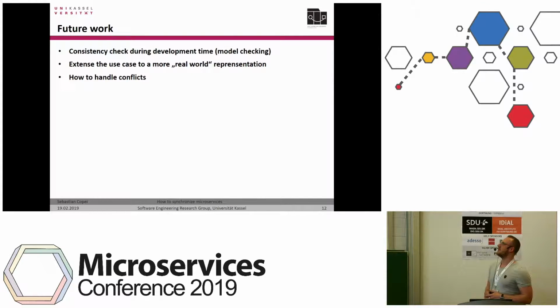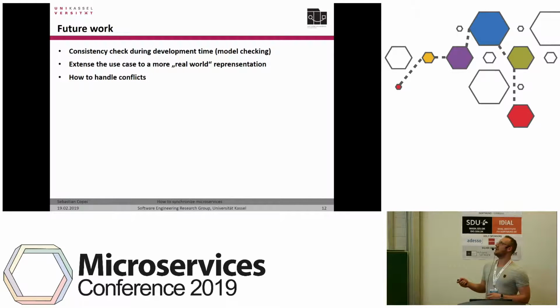And there's some future work we have to do. The consistency check should be done during development time, so we want to define some consistency rules and apply them with model checking to our APIs, and in the best case we can say, hey, if you implement it this way, the whole consistency will not work.